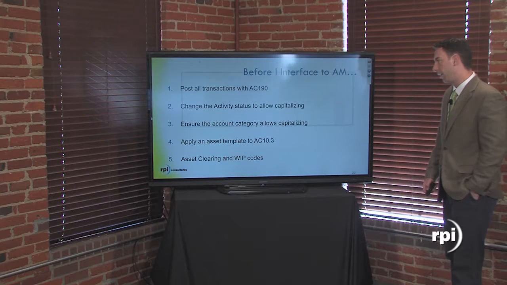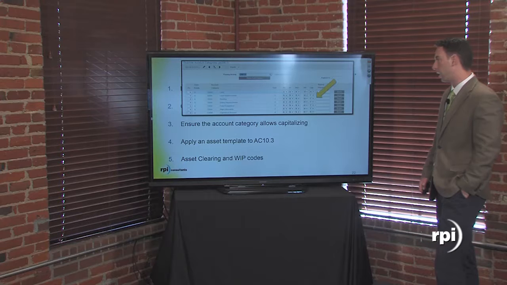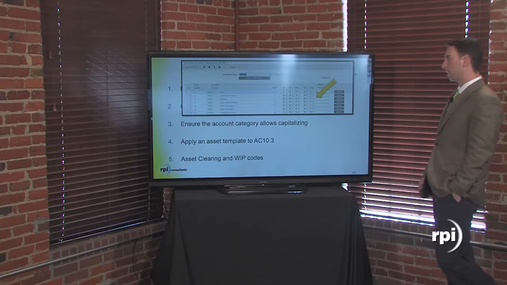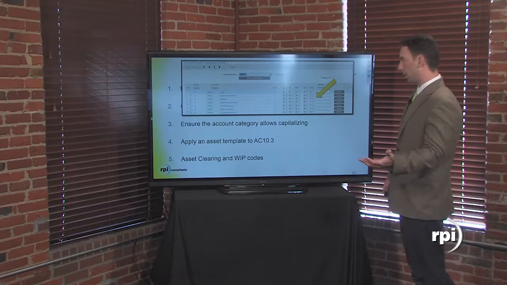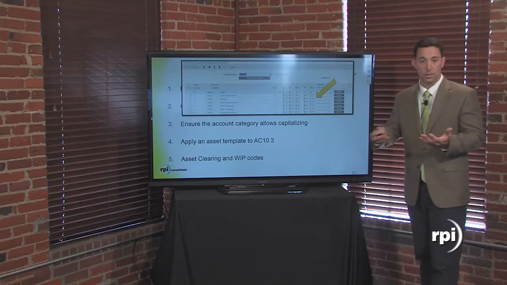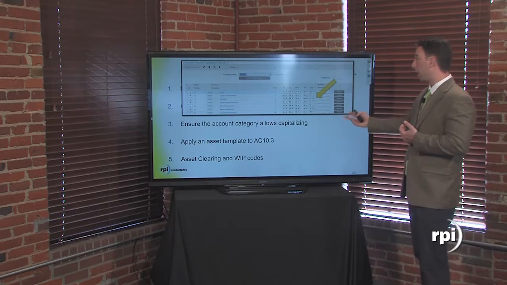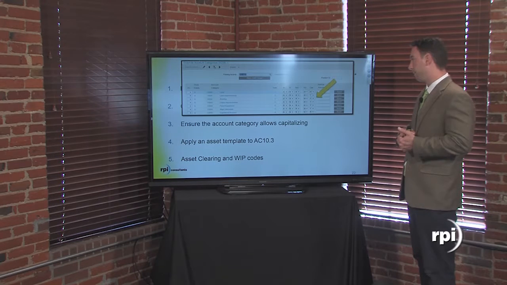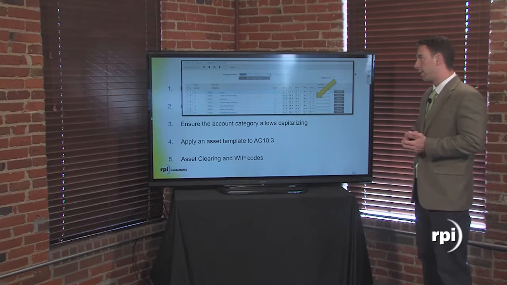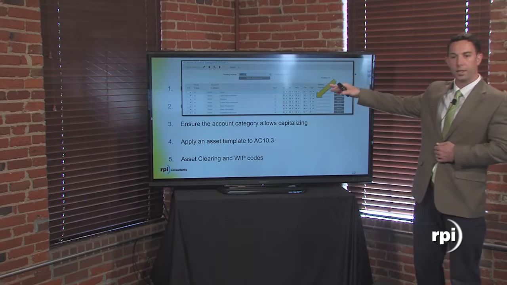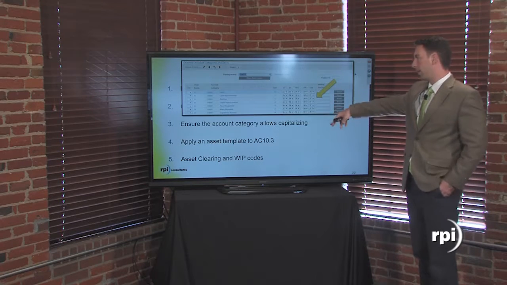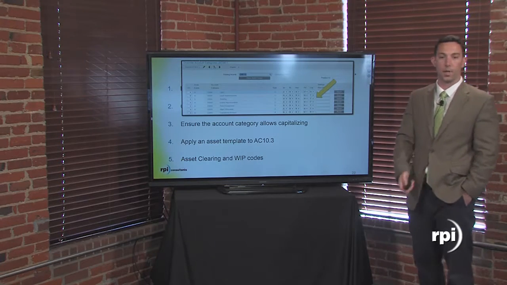All right, step three, we need to ensure that the account category allows capitalizing. All right, so we have our activities open, allow for capitalization. We also got to make sure that our account categories allow for capitalization too. So that's off of ACO 6, inquire on your activity. Make sure the cap flag says yes for whatever you're trying to capitalize.